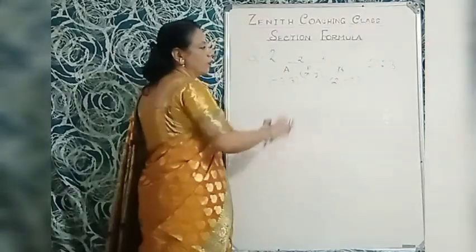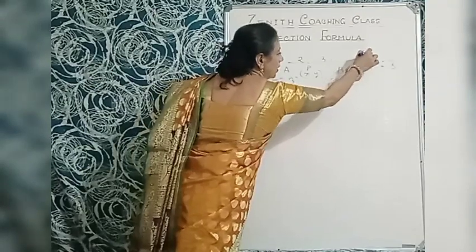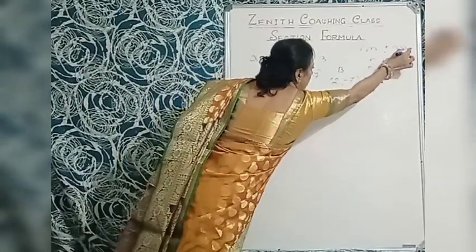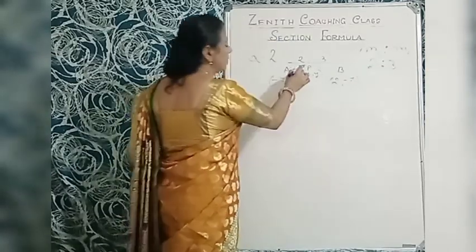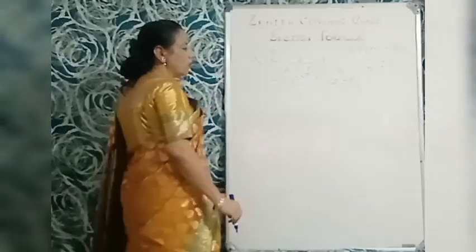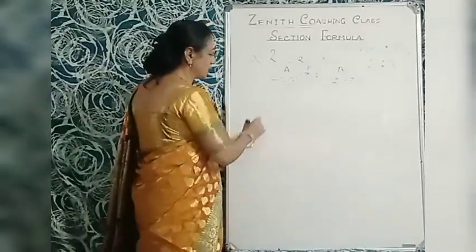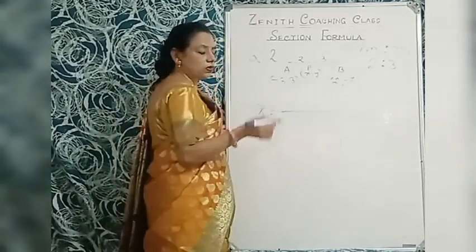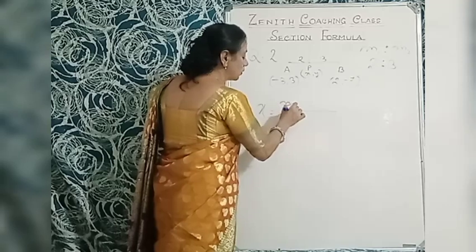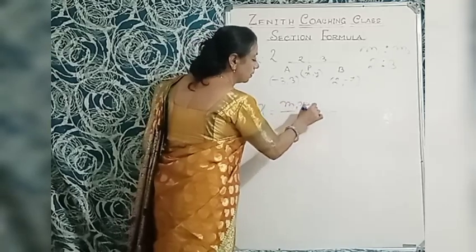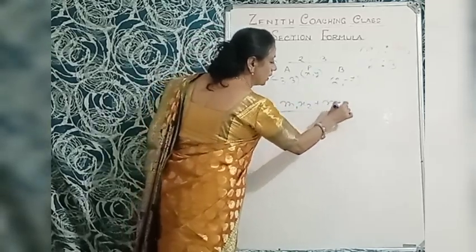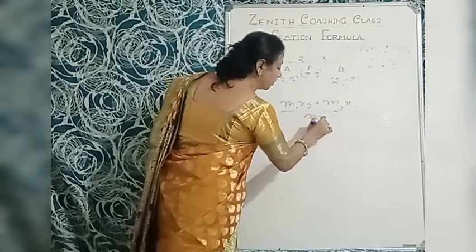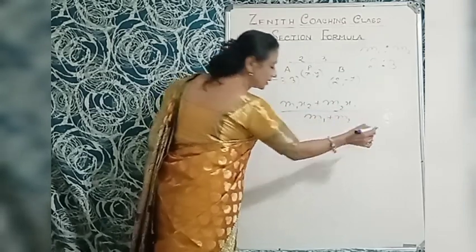That is M1 is to M2. M1 is to M2 equals 2 is to 3. So here is 2 and here is 3. So what is the coordinate of x? So x equals M1 x2 plus M2 x1 by M1 plus M2. That is the formula.